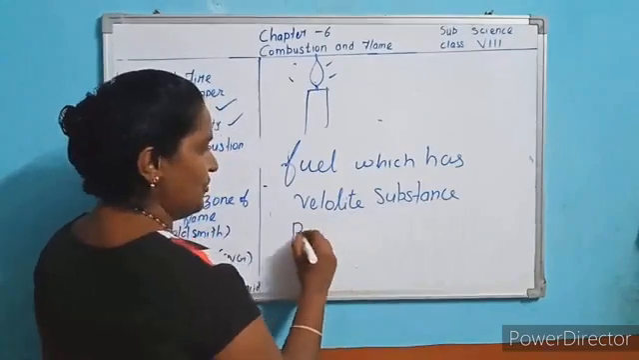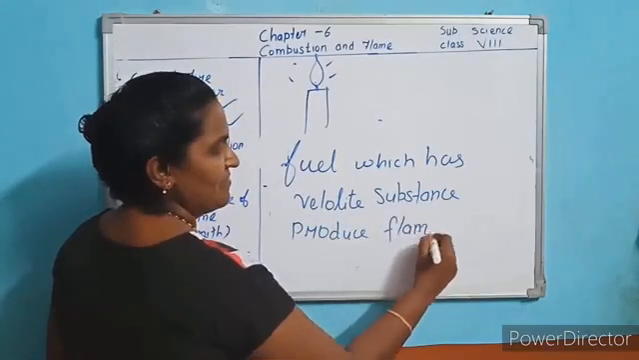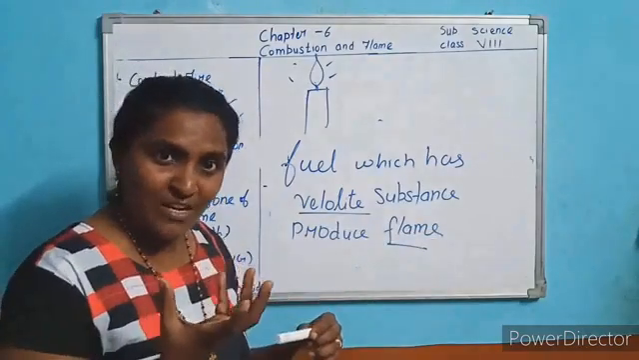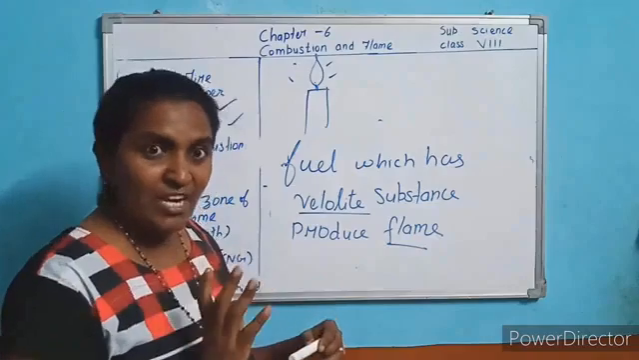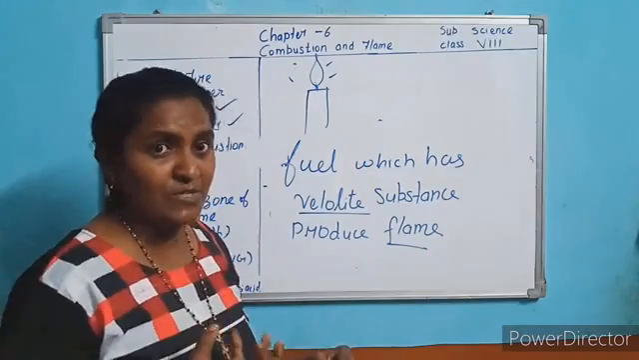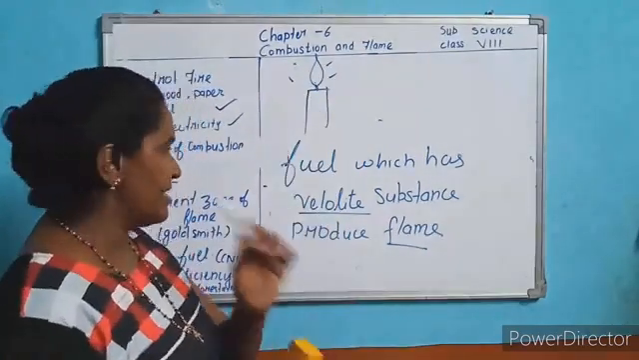Produce flame. Understand? If the fuel does not have volatile substance, it does not produce flame. If the fuel has volatile substance, it produces flame. They burn with the flame. Understood? Let us move to the next topic.